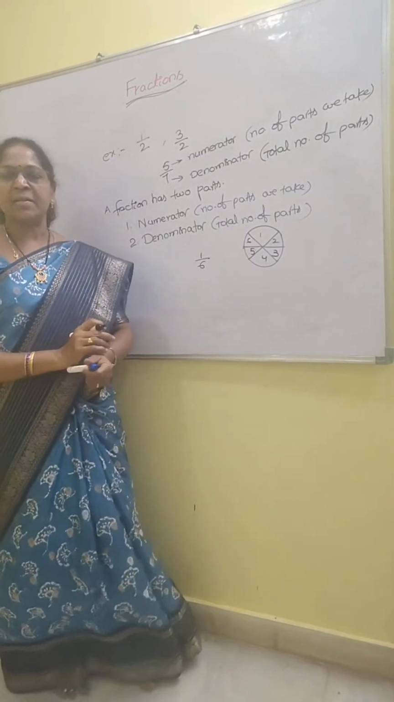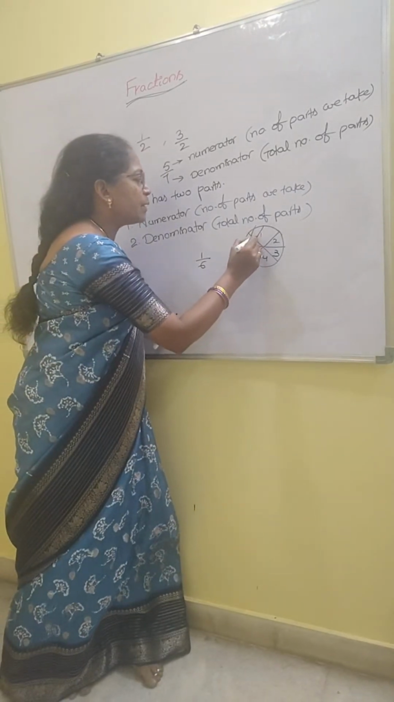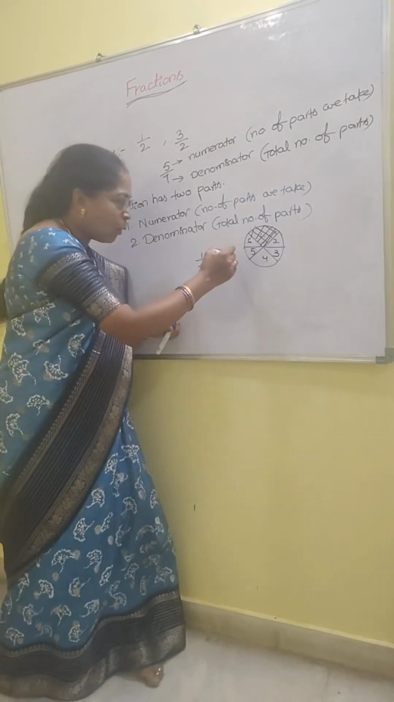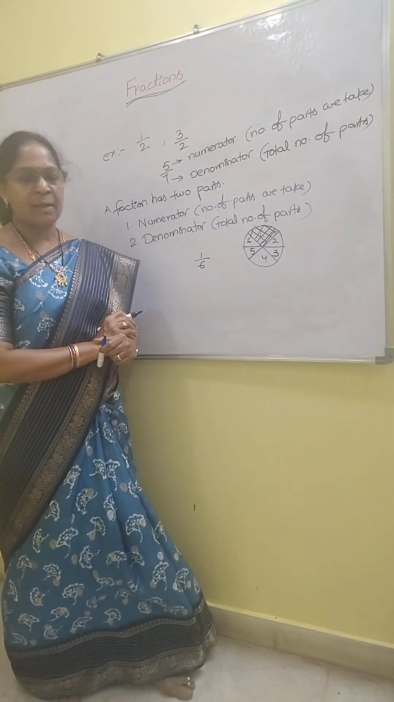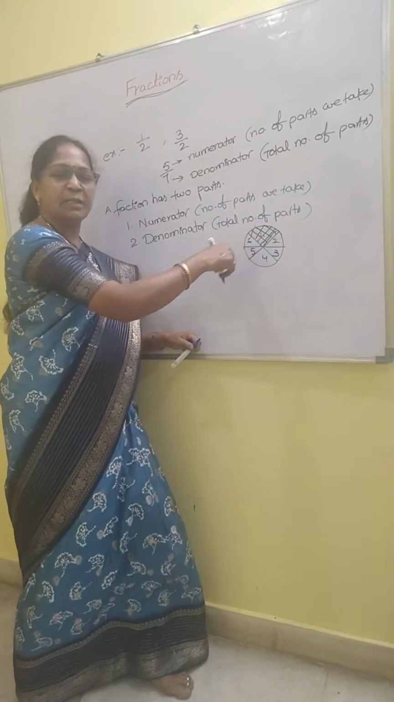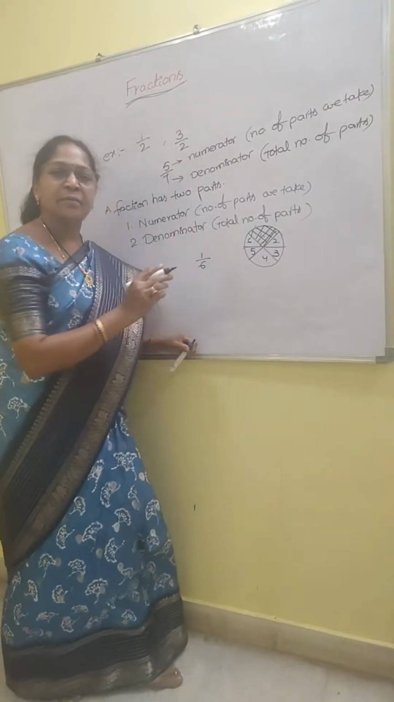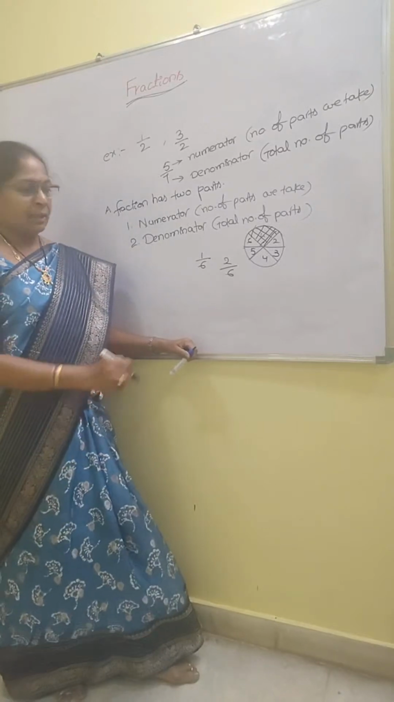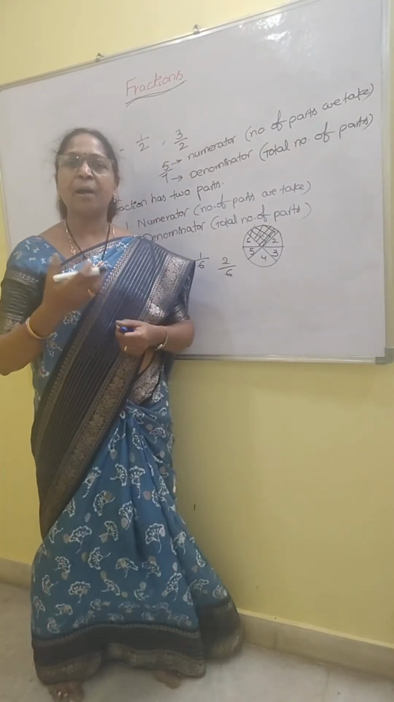This is the fraction. A fraction is nothing but a part of a whole. This is one part. Out of the total 6 parts, you can share this among 6 persons, because it is divided into 6 equal parts. So each part's value is 1 by 6. Suppose you take 2 pieces, how can you represent it? The value is 2 by 6. This is the fraction.